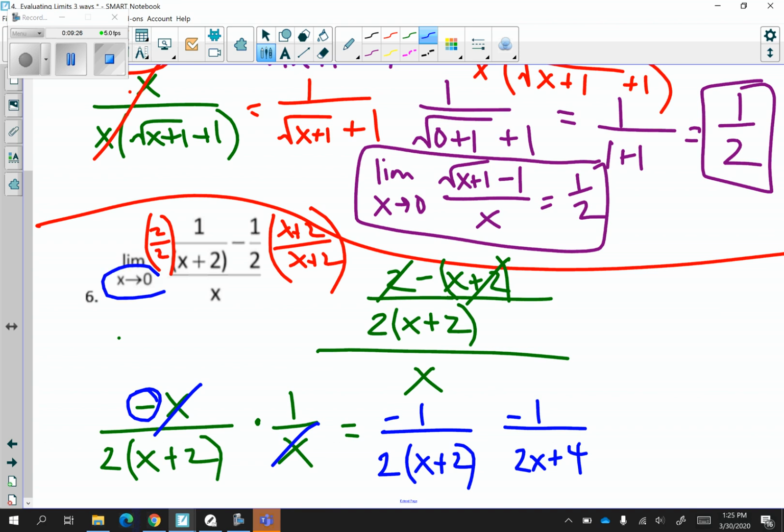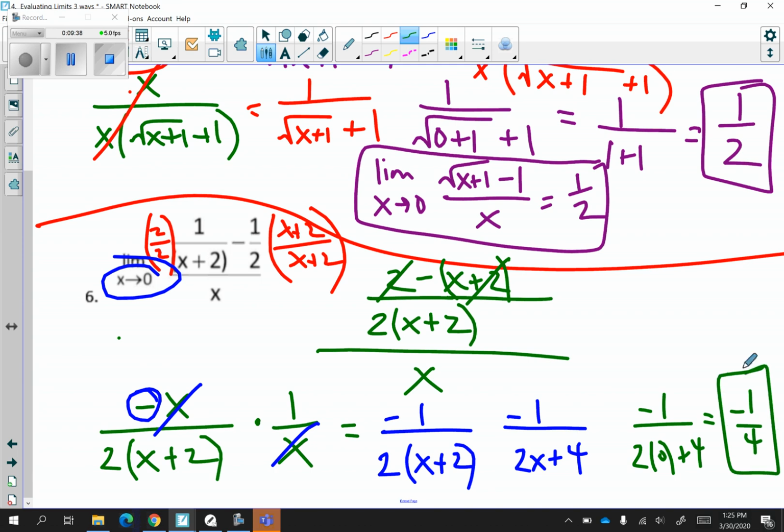And then remember, the limit as x approaches 0, I'm substituting a 0 in. So negative 1 over (2 times 0 + 4), which would give me negative 1/4. So for this question, don't forget about finding your common denominator.